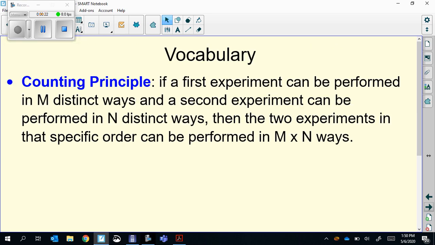So, the counting principle: the first experiment can be performed in m ways, and the second thing can be performed in n ways. Then you find the total by multiplying m times n. We've done that before. Counting principle, you just multiply.